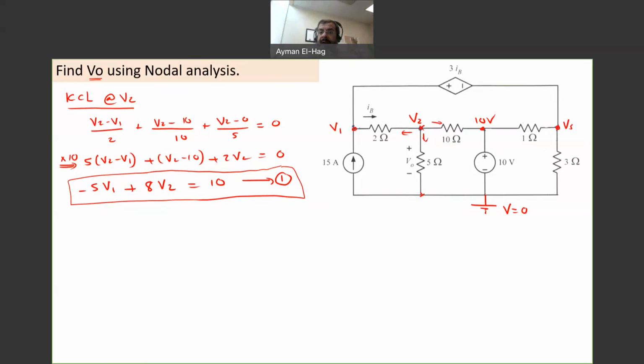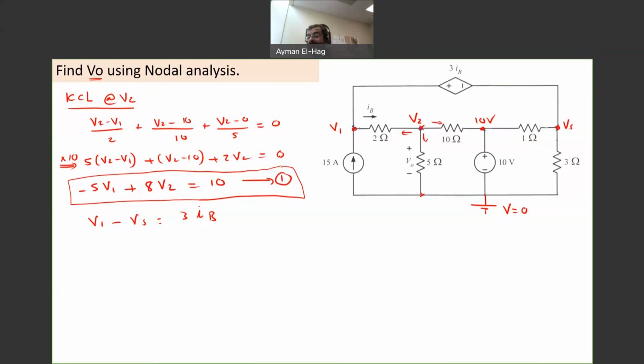Okay. Now let's go to the voltage supply and work on the supernode and the relationship between the two nodes that are connected by this voltage supply. So basically, the voltage supply is between V1 and V3. So V1 minus V3 is equal to what? It is equal to 3IB. V1 minus V3 is equal to this voltage.